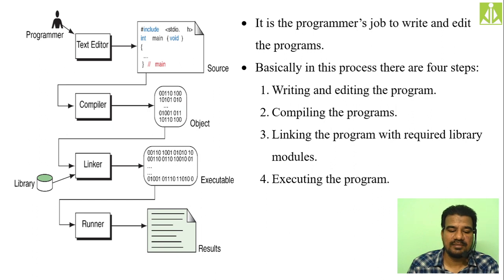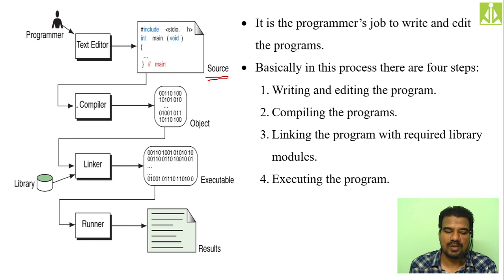This diagram gives the idea of how the programmer writes the program, and how that program will be given to the compiler, and what will happen after the compiler. Then we have a special type of program called the linker, and what you will get after the linker, and what the role of the runner is, and what you will get after the runner. Here the programmer is writing the actual program. This is the source program. Whatever program the programmer writes, we call it the source program, and that source program we give as an input.